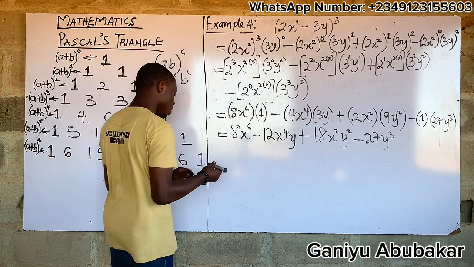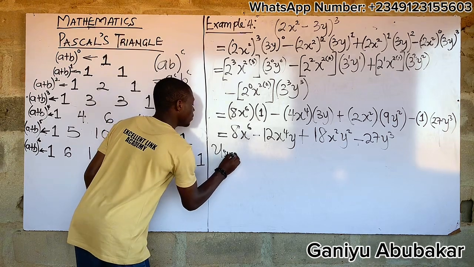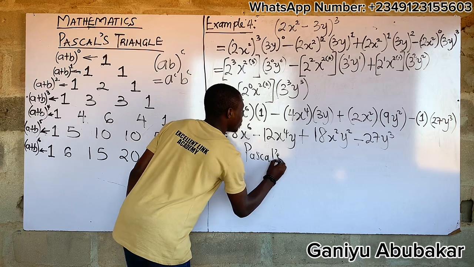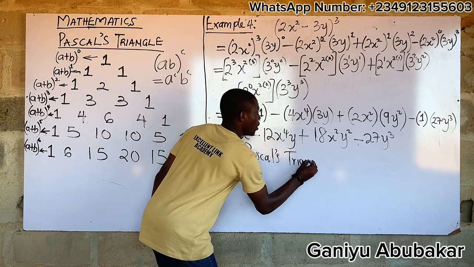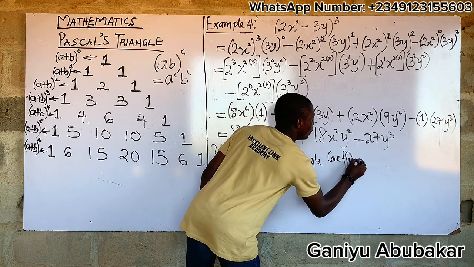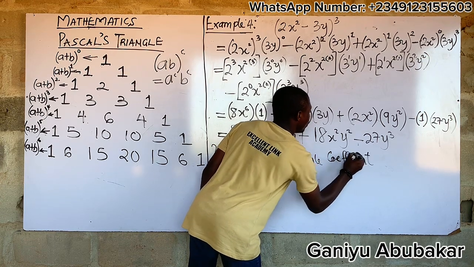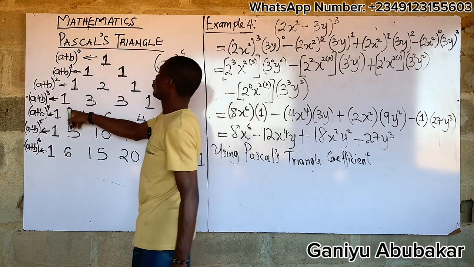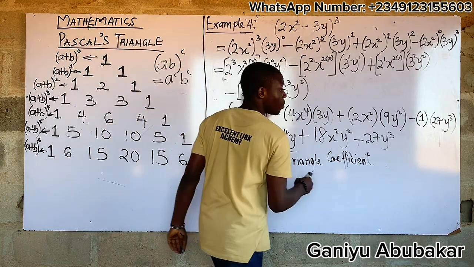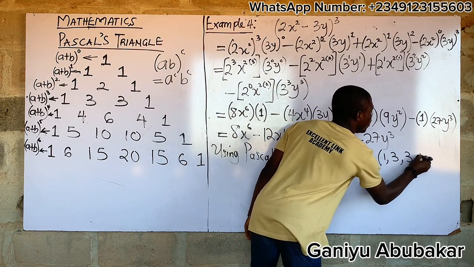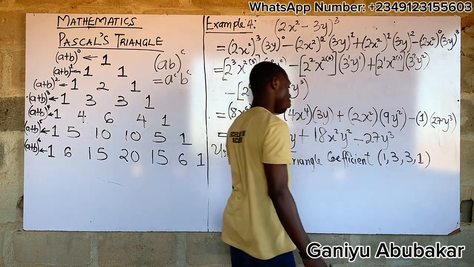So at this point, I'll say using Pascal's triangle coefficient for raised to power 3. What's the coefficient there? 1, 3, 3, 1. So I have 1, 3, 3, 1.